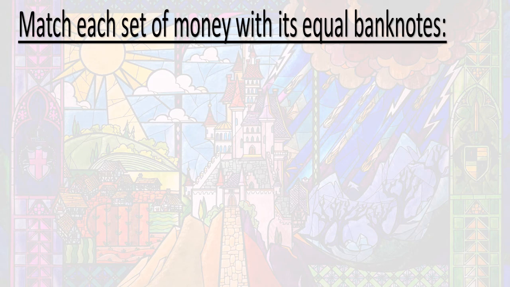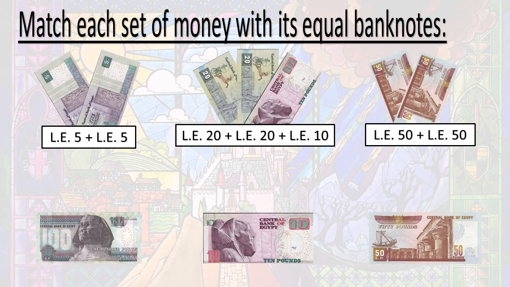Match each set of money with its equal banknotes. If I have these sets of money, the first set I have 2 banknotes of 5 Egyptian pound. That means 5 plus 5. Yes, it's equal to 10. So 5 and 5 equal 10 Egyptian pound. I can pay 1 banknote of 10 Egyptian pound or 2 banknotes of 5, right? Okay, what about the next set?